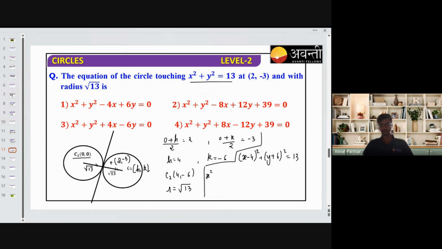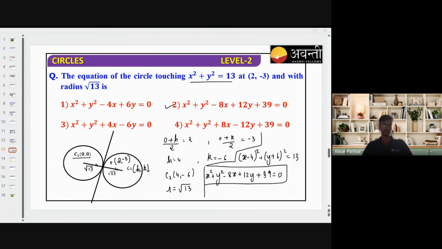I think we'll get x² + y² - 8x + 12y + 16 + 36, so I think plus 39 equals to 0. That means it is option 39. Yeah, B, second one.